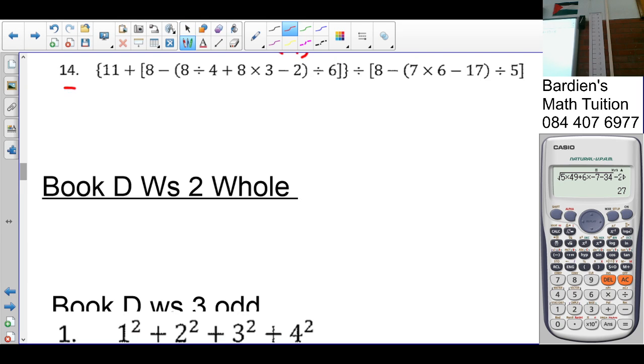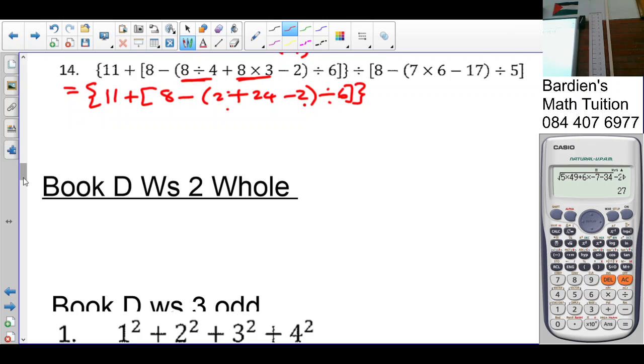Right. Read your first line. Yeah? So you did this first, okay? So it's going to be 24, alright? 2. What do you have here? I said bracket 11 plus bracket 8 minus 24. How do you get 24? You must first say that's going to be 2. That is going to be 24 minus 2. Divided by 6. Where's these 2? You didn't mention that.